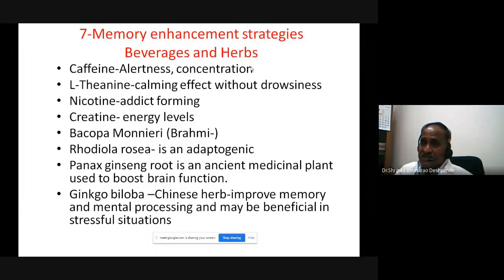So now creatine is a dietary supplement which will increase the formation of the ATP, like phosphocreatine, which will increase the energy levels. So that may help to increase the memory, because the energy levels are required for the brain.